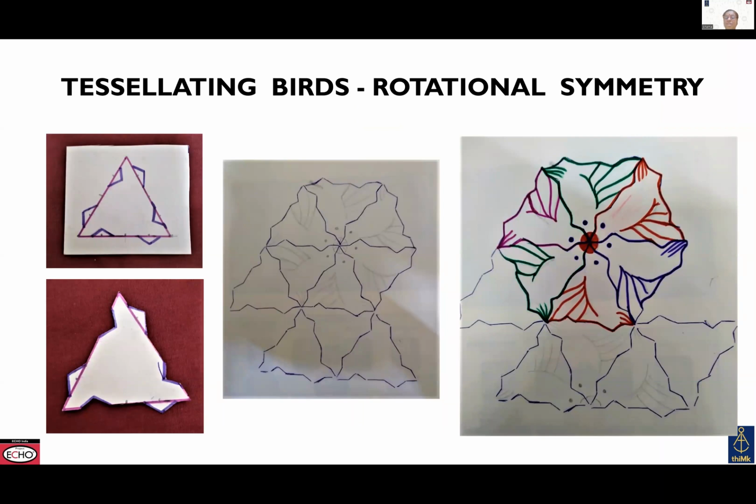So here I started off with an equilateral triangle, cut out a simple symmetrical pattern on the three sides, and this is my tile. I can then use this tile to draw the pattern as shown in the center and color it up as a bird or maybe a shell or whatever, the child uses her imagination. And this has a six-fold rotational symmetry.